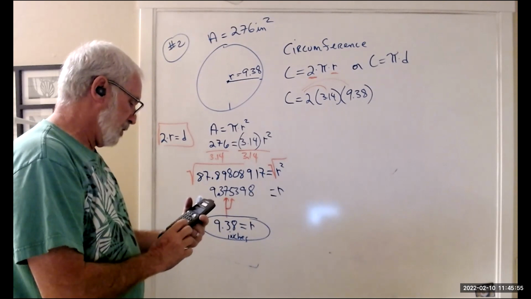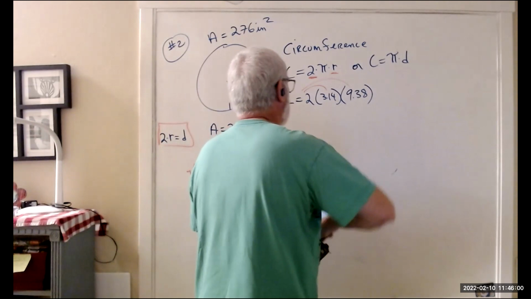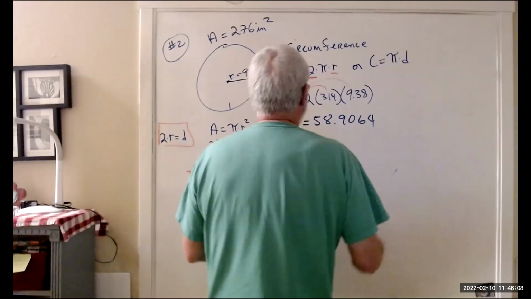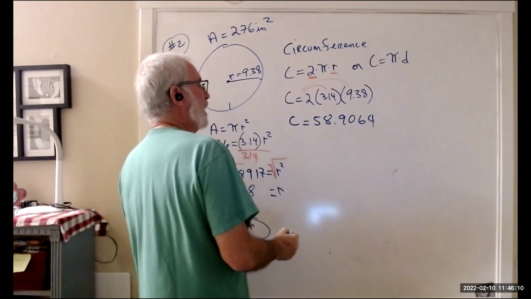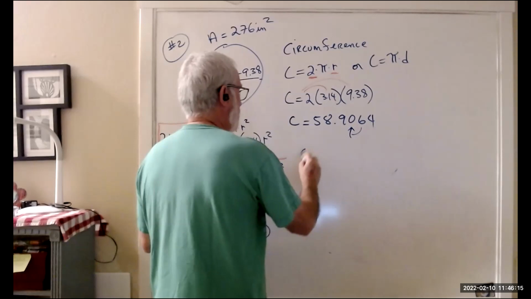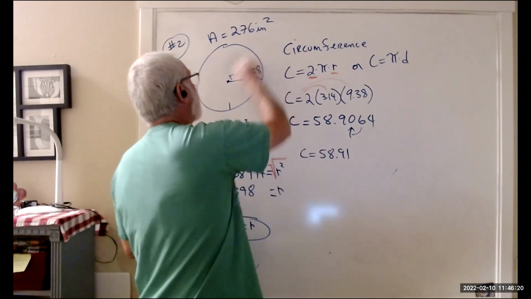I get 58.9064. Can anybody confirm that? Yep. But okay, I need to round to the nearest hundredth for a final answer. So my circumference is 58.91. And my unit is inches. And that's my answer.